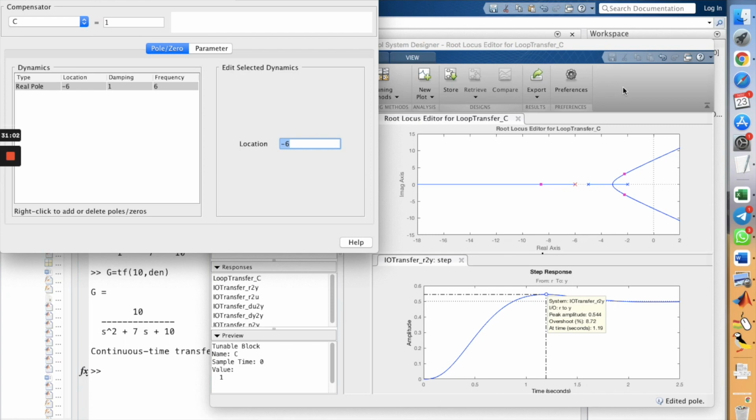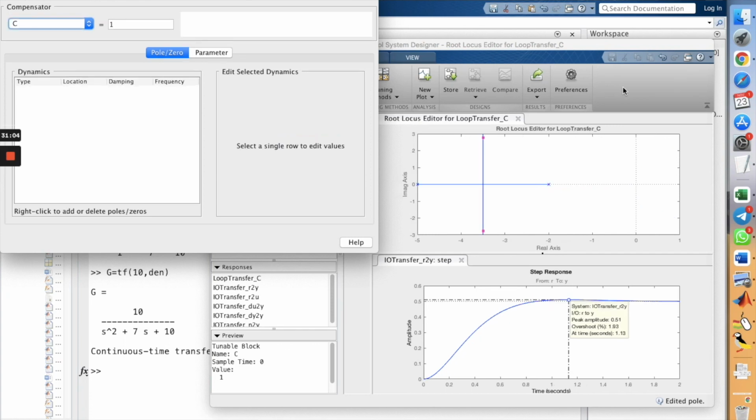Let's see the original pole, the original system. So you can see these two poles we have at -2 and -5. So how to draw the root locus on the real axis?